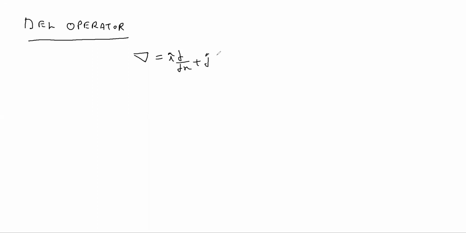Now let us first understand what is del. This is very important in the context of electromagnetic field theory. Now what is basically del? Del equals i cap ∂/∂x plus j cap ∂/∂y plus k cap ∂/∂z. So here you can see that del basically is an operator.